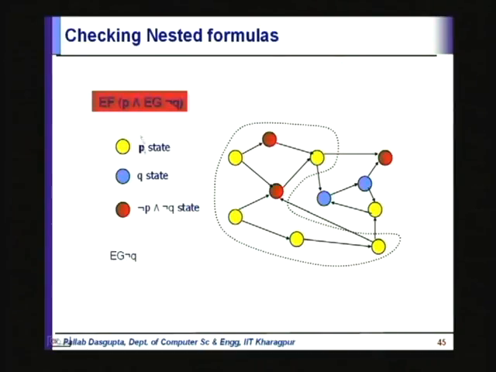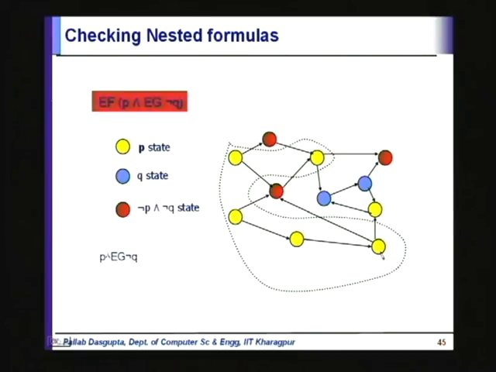Now the next thing is we have to take the intersection of this with the P states, because we need P and EG not Q. So which ones will be left? Only the yellow ones out of this region. So this one, this and this. This is the set of P and EG not Q states.